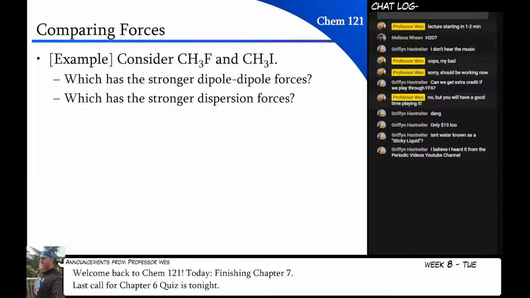All right. So I'm going to give you these two molecules, and what I want you to do is consider each of these statements. Which of these has a stronger dipole-dipole force, and which of these has a stronger dispersion force? Note that we're not talking about the boiling point or whatever. I'm just trying to compare these specific types of forces. So go ahead and try and predict the answer for this in the chat, and we'll go over the answer together in just a second.